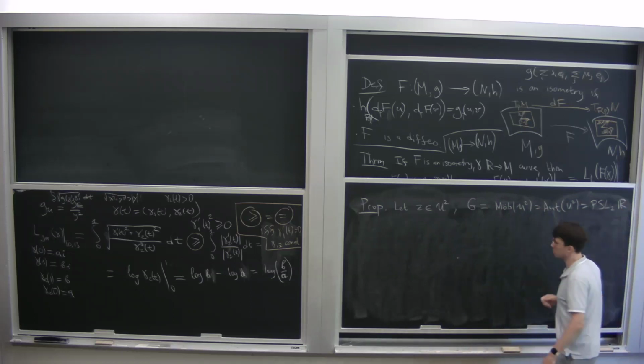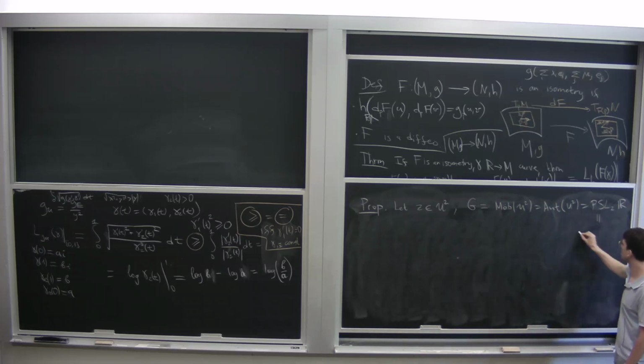So why is it PSL2(R)? Since it's the quotient of SL2(R) by plus minus identity. This is precisely the kernel. So again, I'm writing this down. It's not very nice, but this is how it is. This is the kernel of the map phi, right? That sends any isometry of this form to the matrix ABCD.